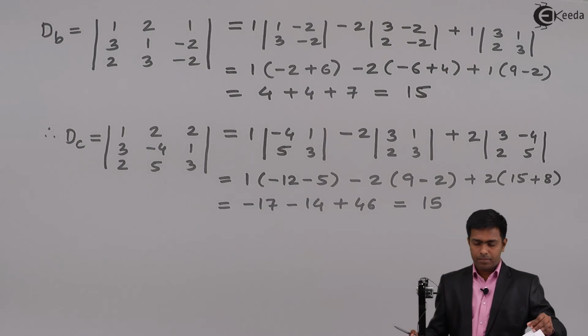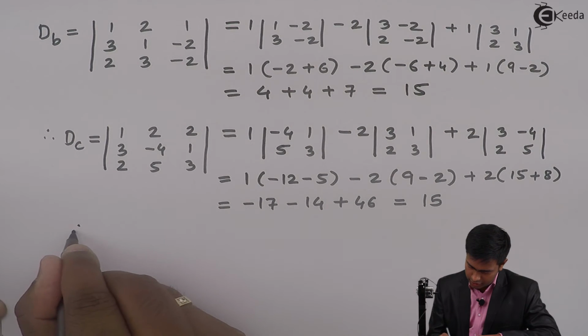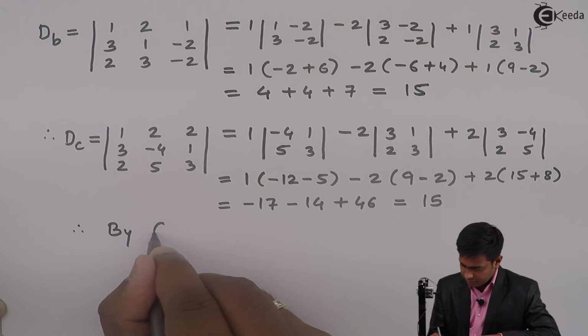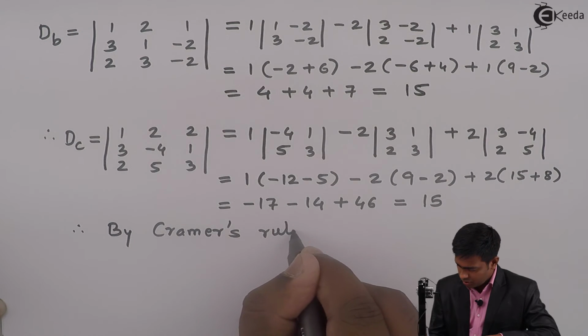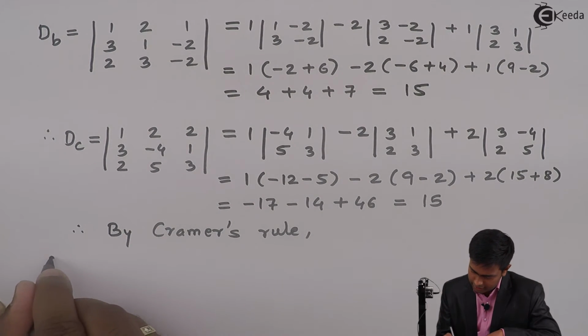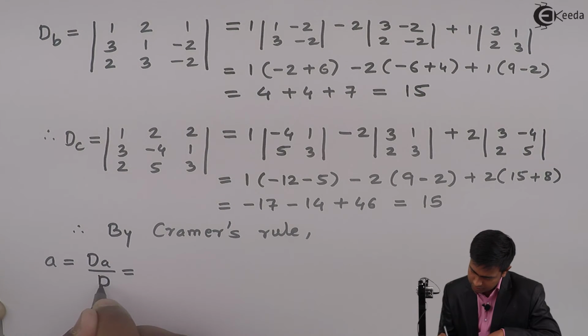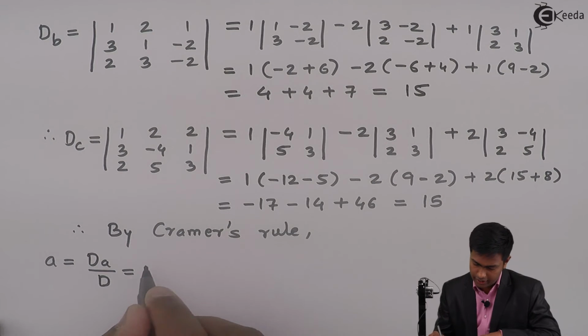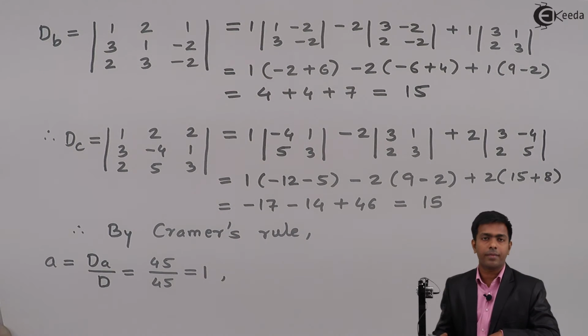So I'll say, therefore by Cramer's rule, A is equal to dA upon D. So the value of dA is 45 and the value of D is also 45. So A is equal to 1.